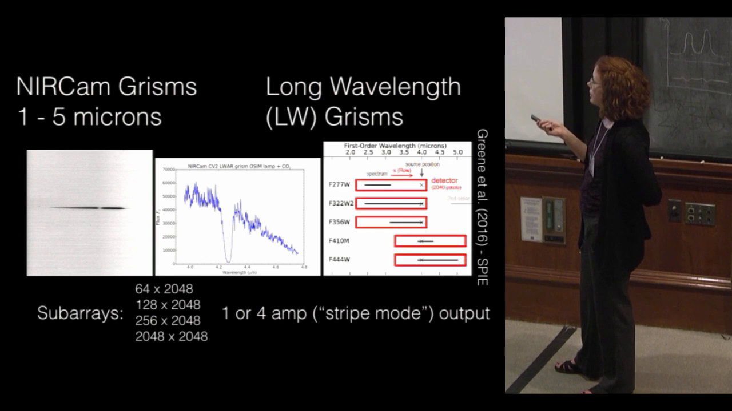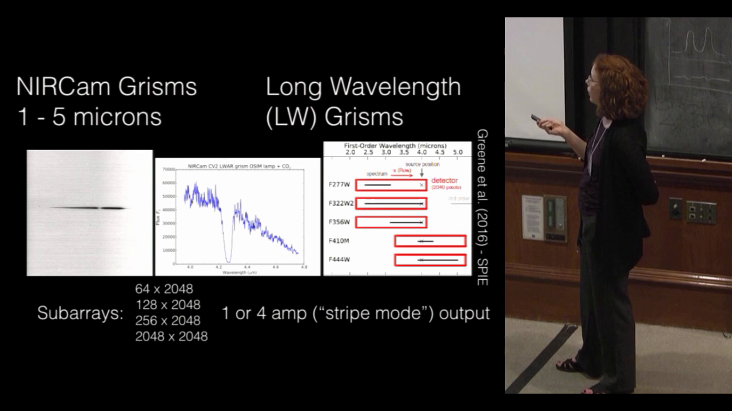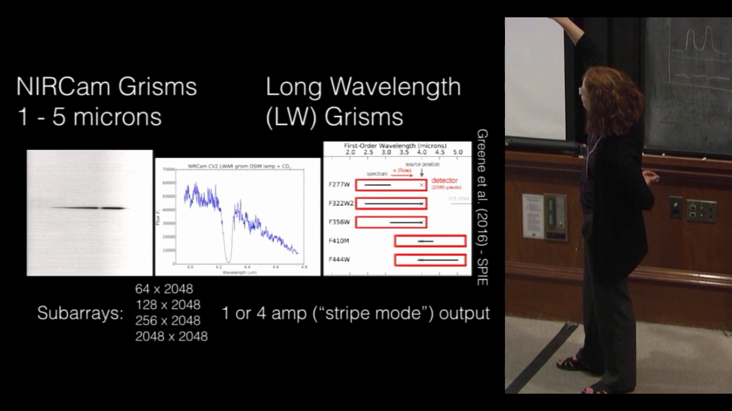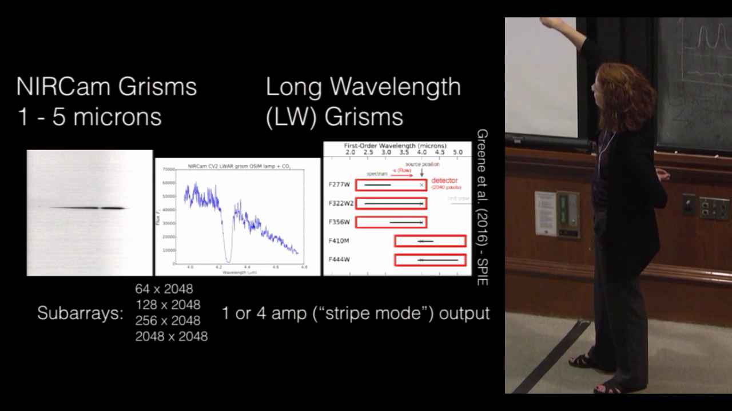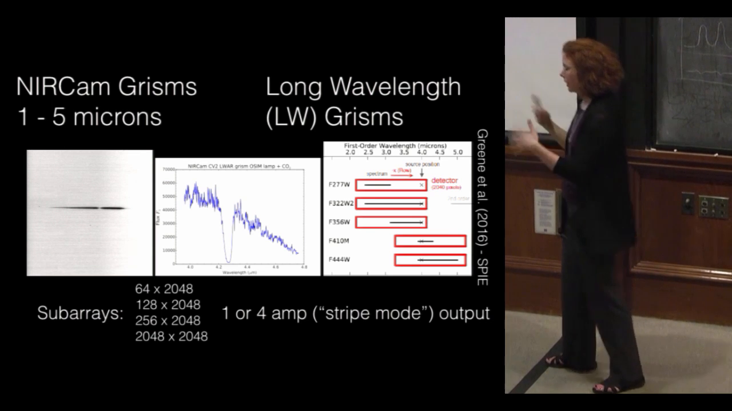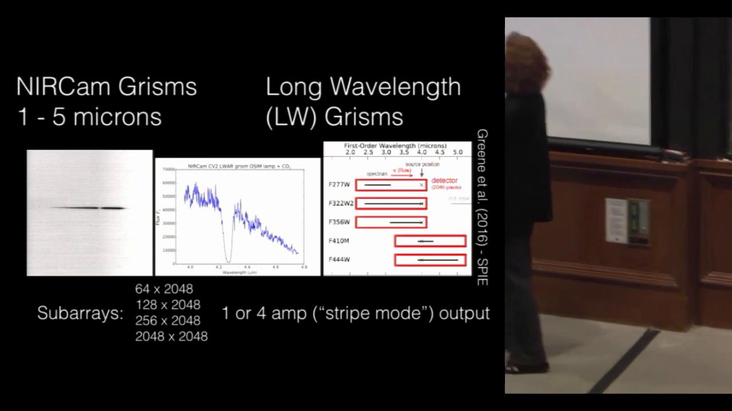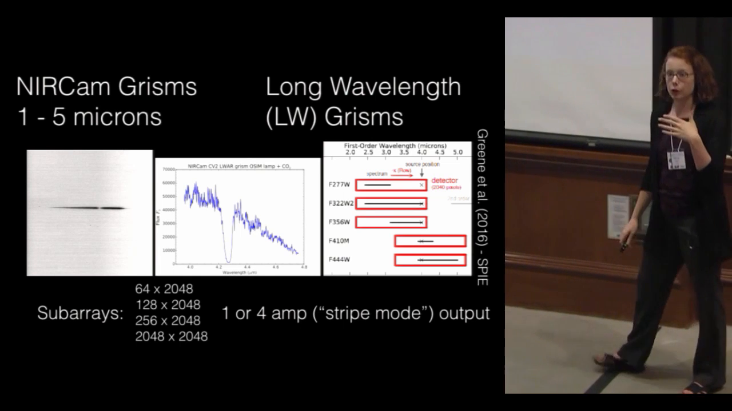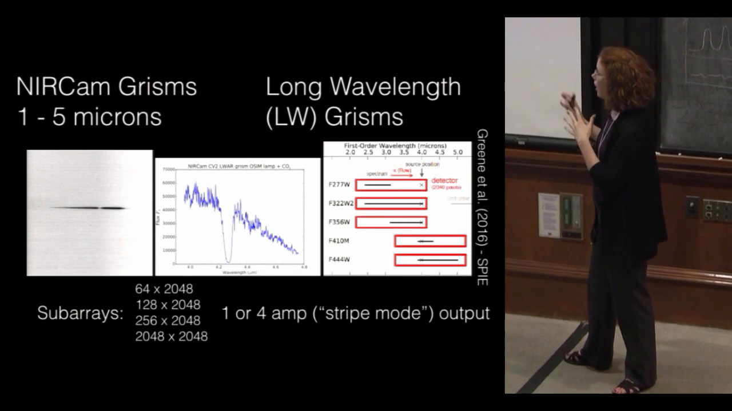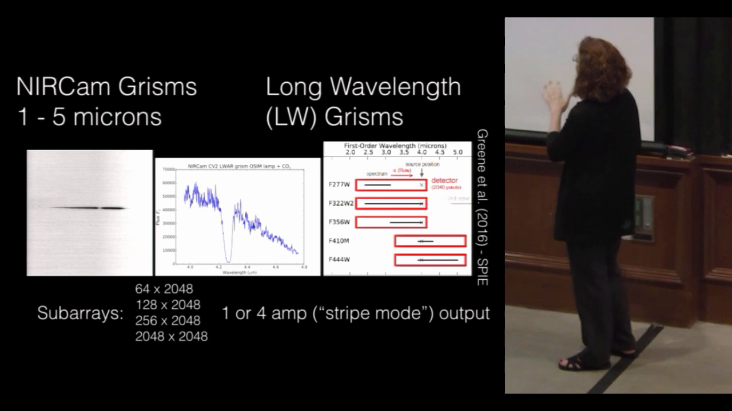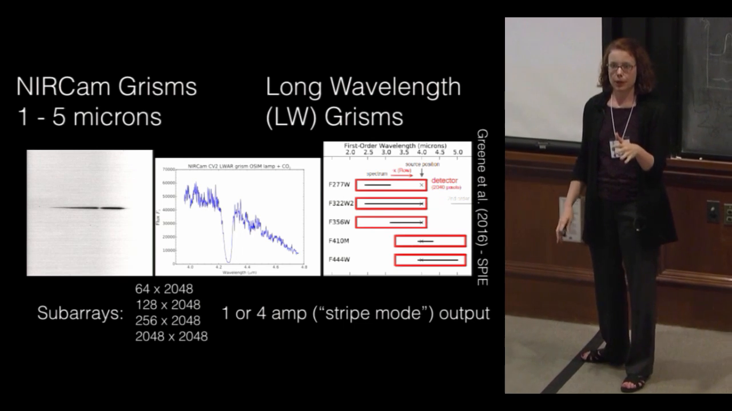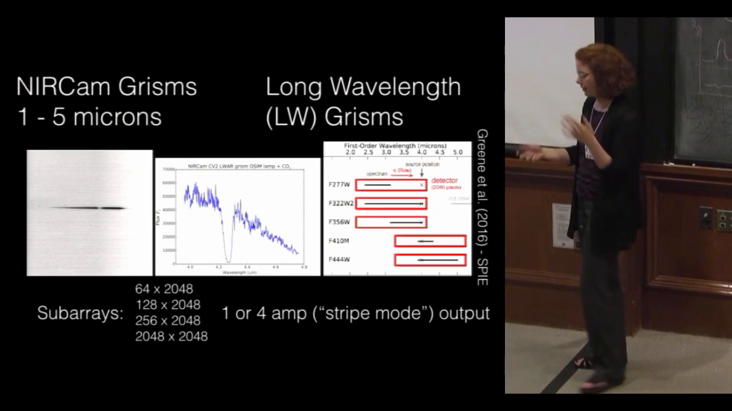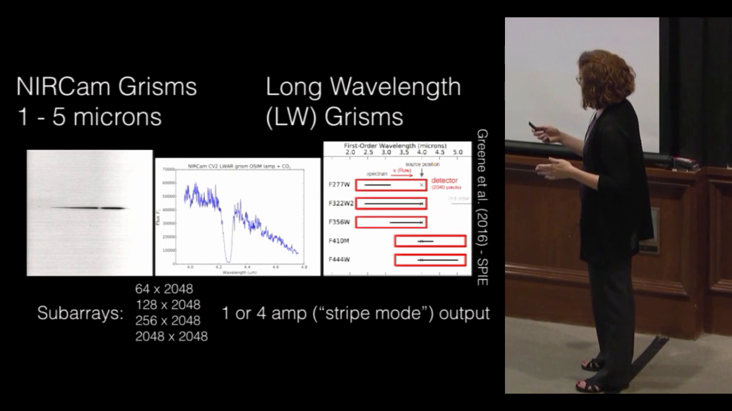Especially for bright targets, you can consider using this stripe mode output or 4 amp read, where basically in the detector you have these 4 columns that are read out by different amplifiers. So that decreases your frame times, so you can look at brighter objects. Okay, so these are the nominal grisms that will be available in cycle 1. You can easily pair these with the NIRISS SOSS observations to get the full coverage from 0.6 to 5 microns.